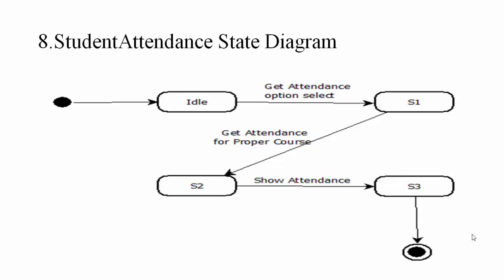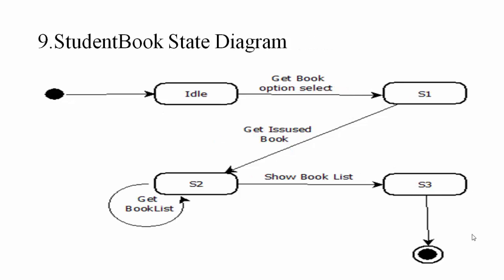Eighth is student attendance. Here the student will retrieve or view their attendance of a particular course from the home view. They will select the attendance option, select the course for which they want to see the attendance, and then view the attendance. In the student book state diagram, the student can view books that they have issued from the library.